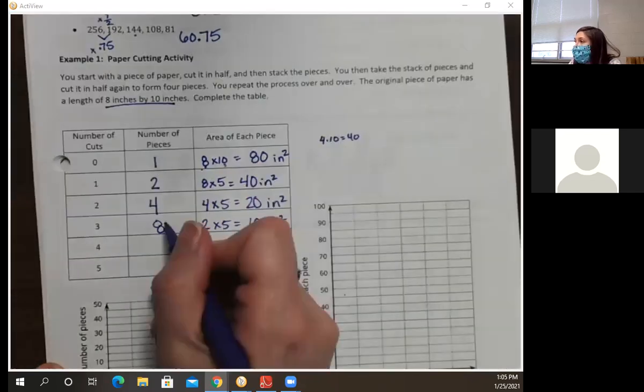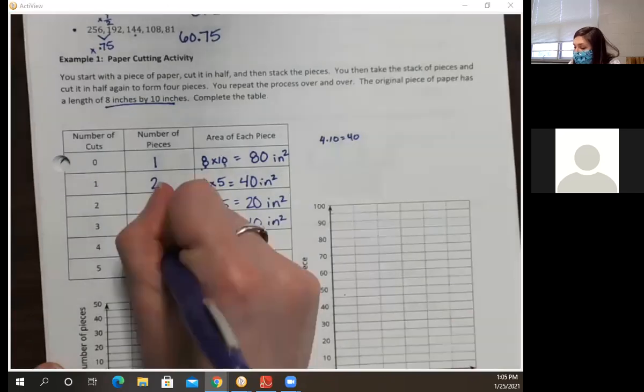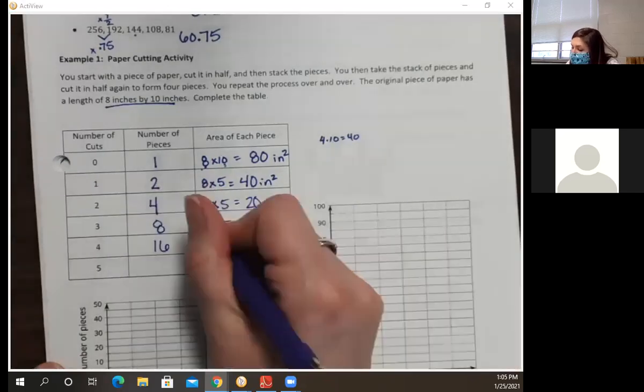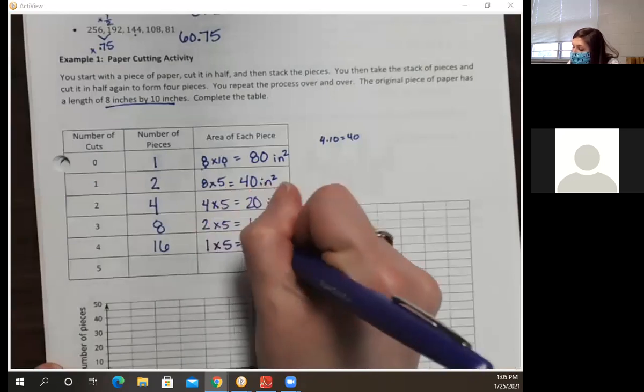If I take my 8 pieces and cut them in half, how many would I have? 16. And again, I would have to cut a side in half. So 1 times 5 gives me 5 square inches.